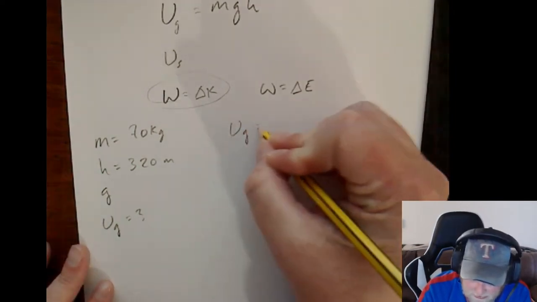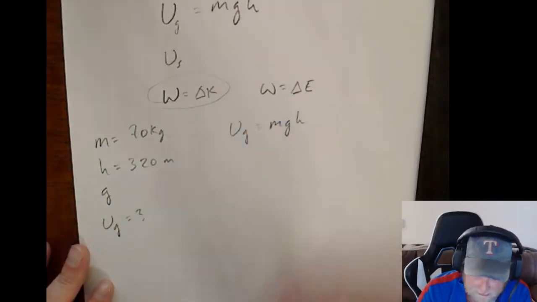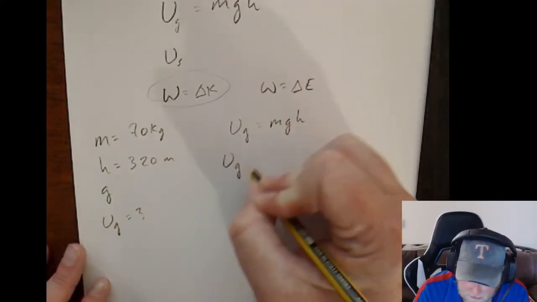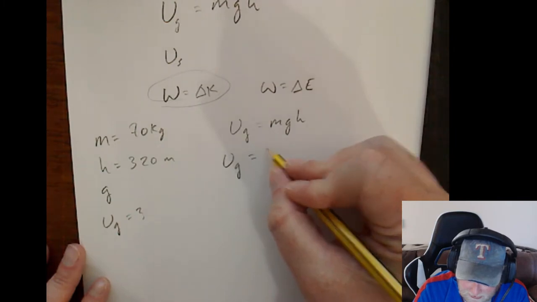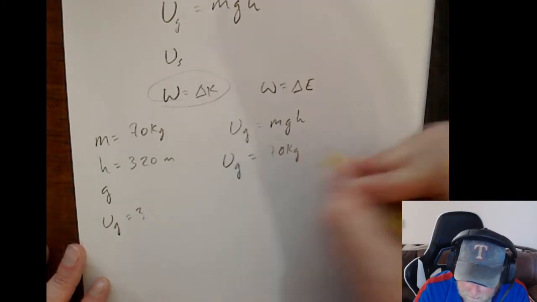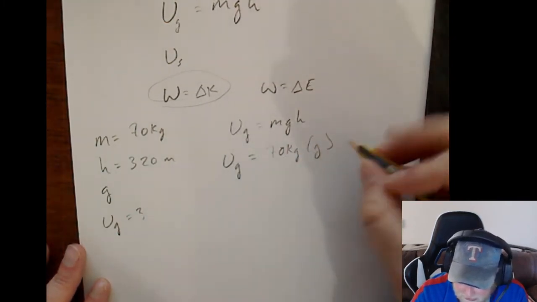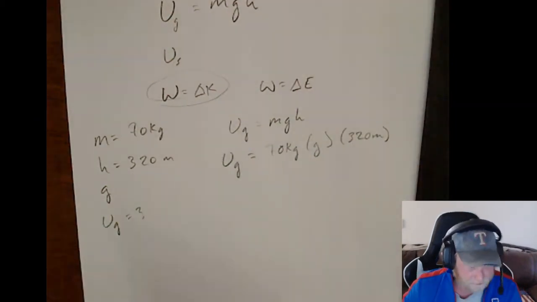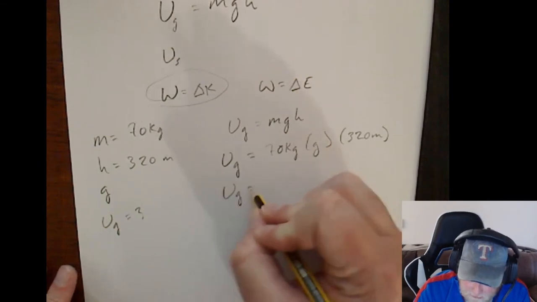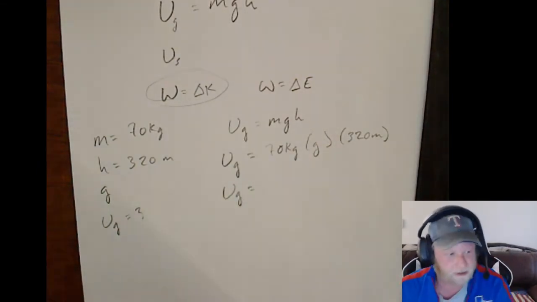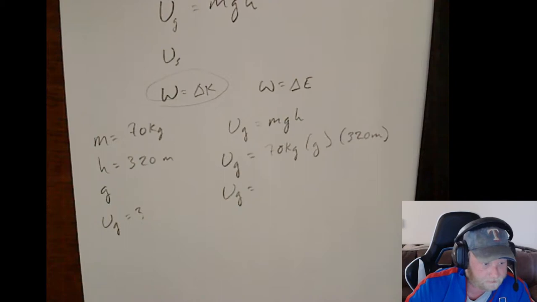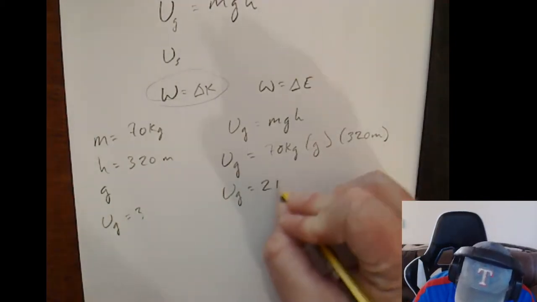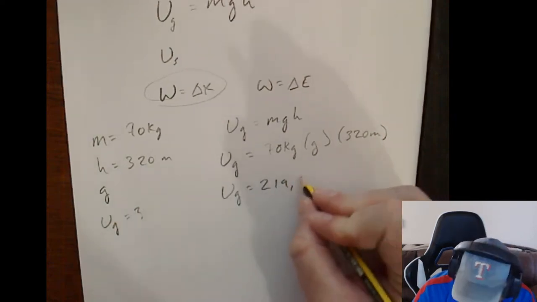Gravitational potential energy is equal to mass times acceleration due to gravity times height. So gravitational potential energy is equal to 70 kilograms times acceleration due to gravity times 320 meters. So your gravitational potential energy comes out to 219,520 joules.